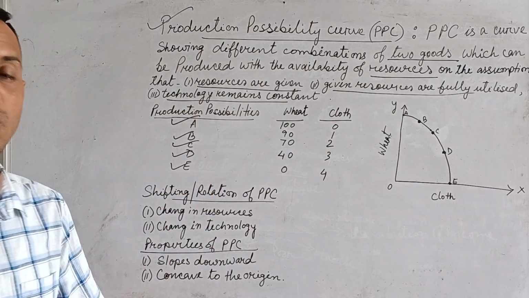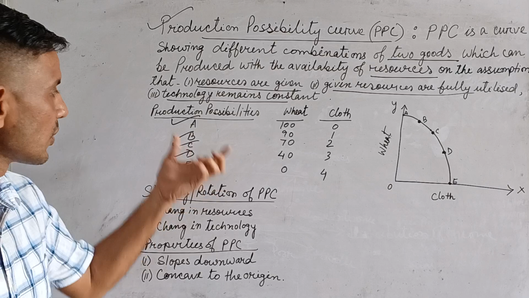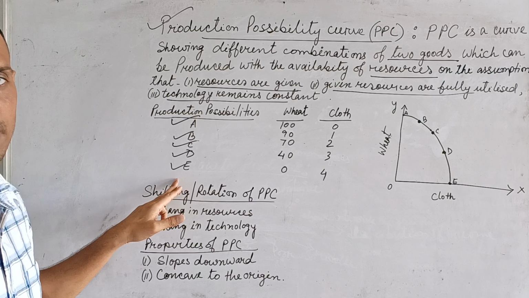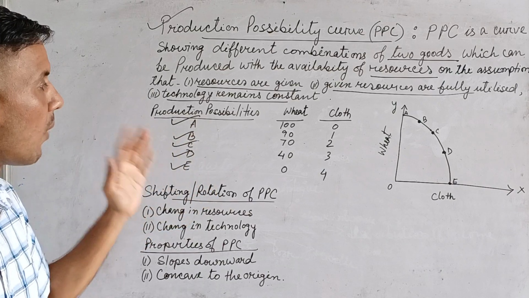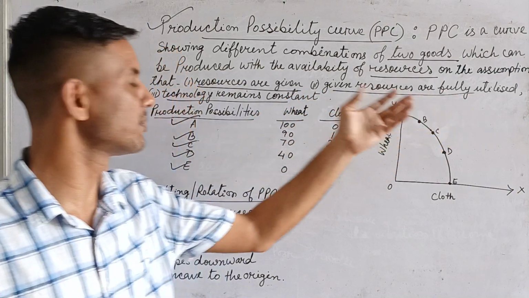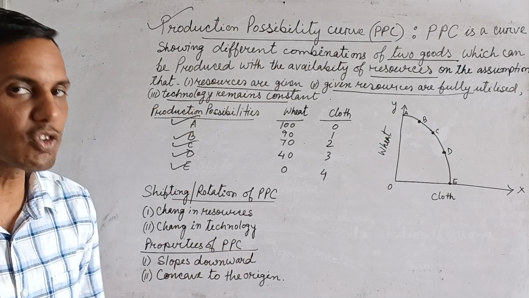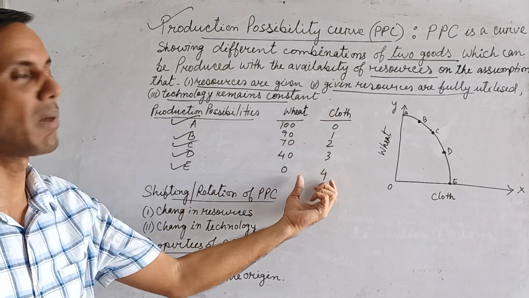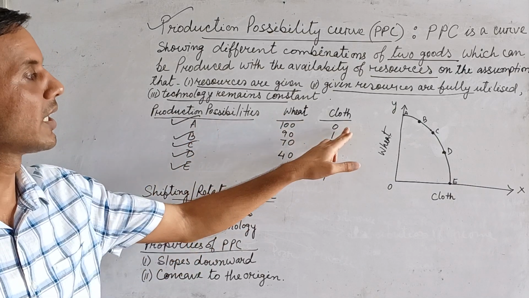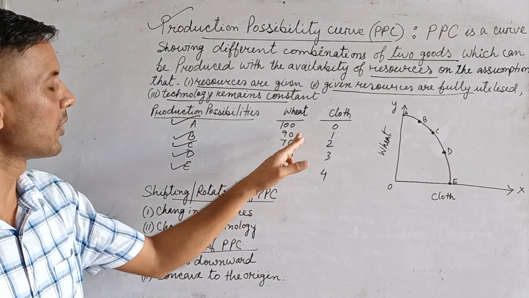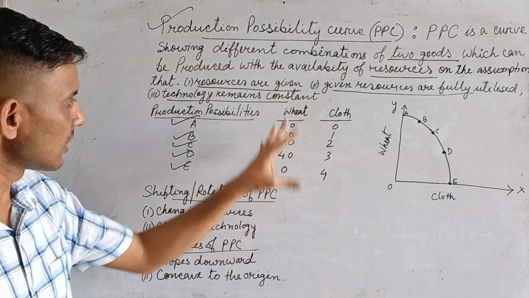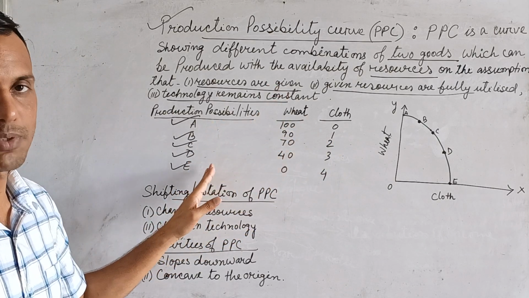But at the same time, you cannot produce everything. You have to choose only one, either A or B or C or D or E. Clear? And what is the meaning of resources being fully utilized? It means when you fully utilize the resources, then you can produce this amount. In combination A, 100 wheat and 0 cloth. In combination B, if you produce 90 wheat, then you produce 1 cloth. So these are your production possibilities.